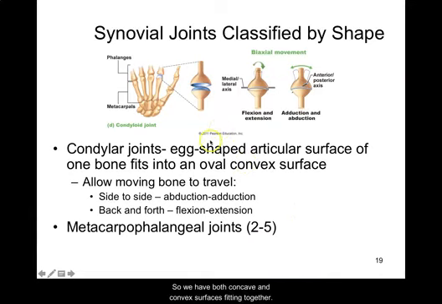You might have an older textbook. They used to be called condyloid joints. So it depends on which textbook you're using. Our textbook calls it condylar joints. The movement here is biaxial. We can move these bones side to side and back and forth.